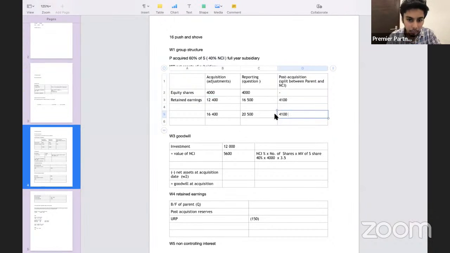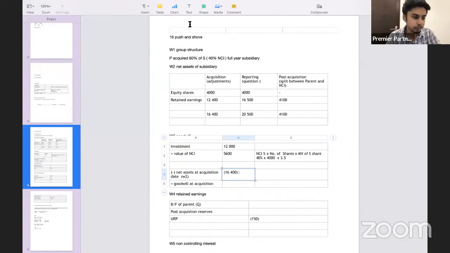Now see this 16,400, we should take it here. Goodwill: net assets at acquisition date, working number 2. Go to working number 2. This is the answer. Copy it here, 16,400. This answer here is post acquisition, so this one we always have to split between parent and NCI.